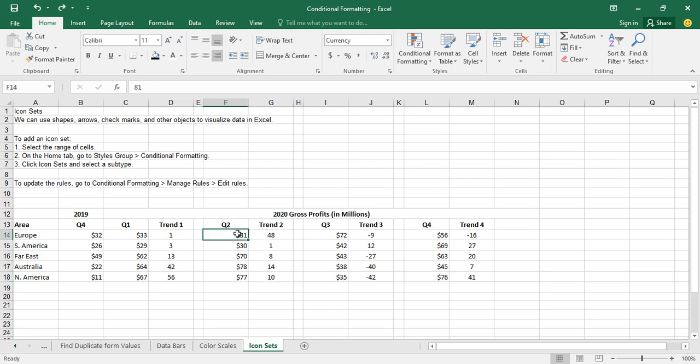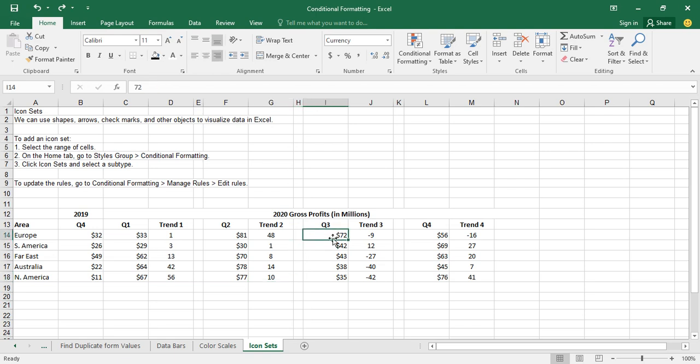Same thing happens here in second quarter. They want to say, okay, what happened was a trend. So they are going to compare 81 and 33 for Europe, and that's a positive 48. For Far East, 70 and 62, and that's a positive 8 upward trend. And for North America, 77 and 67, and that's a positive 10. They keep doing that till, let me say, the third trend, which is third quarter.